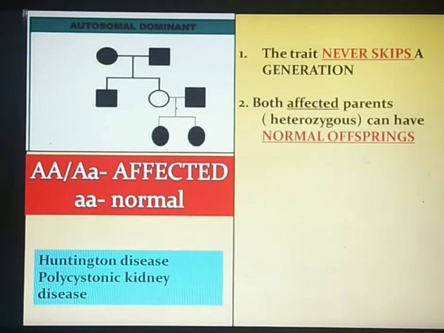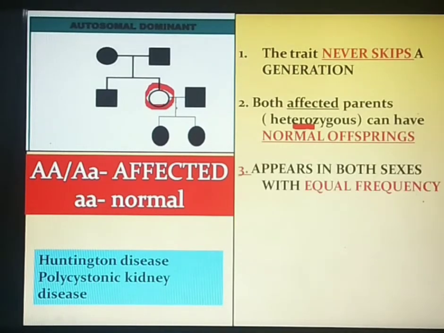Second, both affected parents can have a normal offspring. We can see here a normal offspring without the disease or trait, provided both the parents are heterozygous, that is capital A, small a, then only normal offspring can be seen. So this is the second rule.